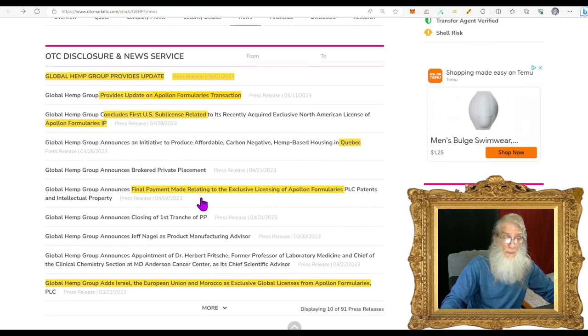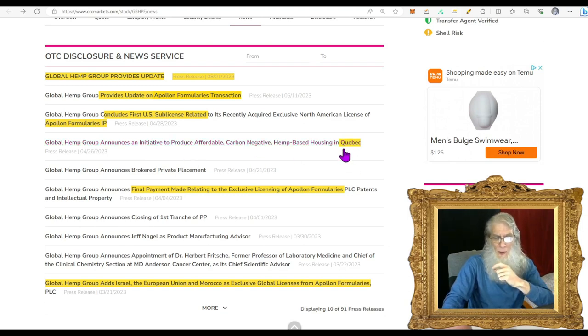Final payment made relating to the exclusive licensing of Apollon formularies. And then up here, Global Hemp Group concludes the first U.S. sub-license related to recently acquired exclusive North American license of Apollon formularies. Now, they did not acquire the company, just some of their intellectual property.